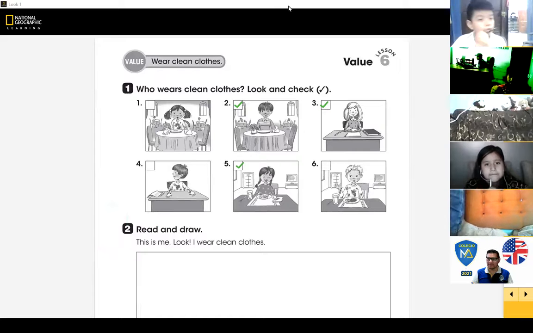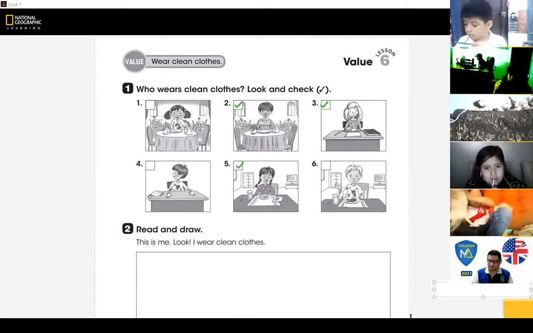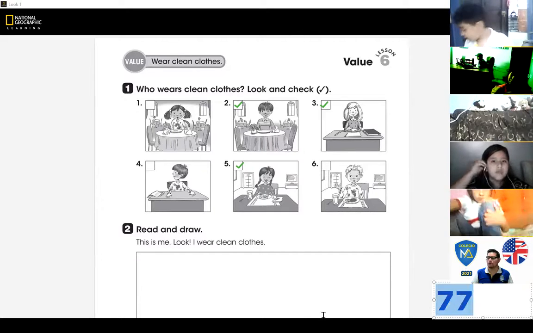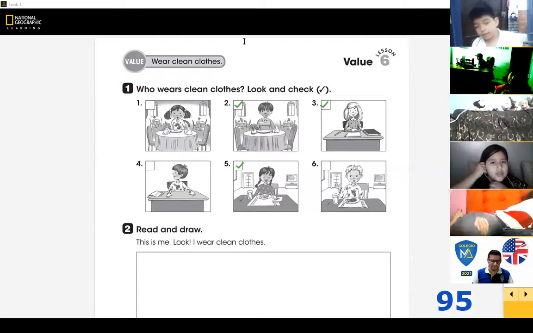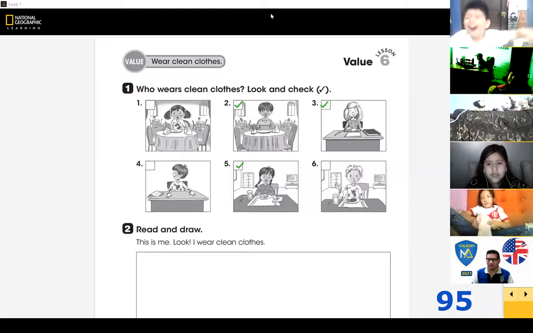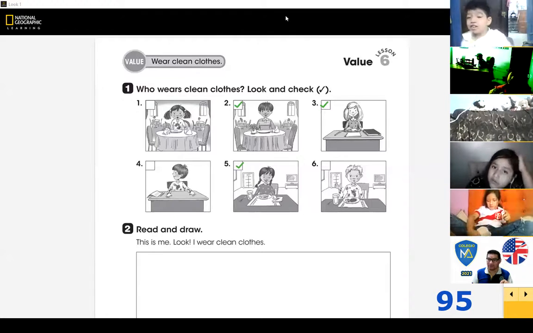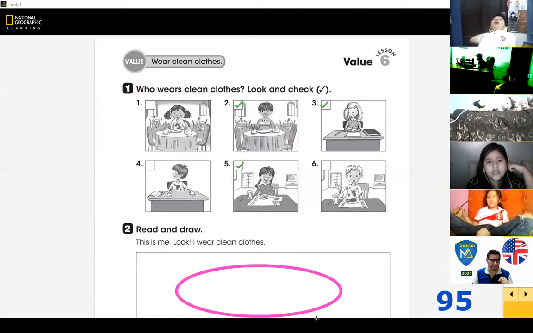Ahora, esta parte de aquí les va a quedar como tarea, students. Yeah. This page for you, para ustedes. Para mí es 77, pero ustedes tienen otra página aquí, right? 95. Yeah. ¿Ya? ¿Qué es lo que vas a hacer? 95, activity esta. Ya dice, this is me. Look, I wear clean clothes. Te vas a dibujar a ti mismo utilizando ropa limpia aquí. Ya, en esta 94. Parte.